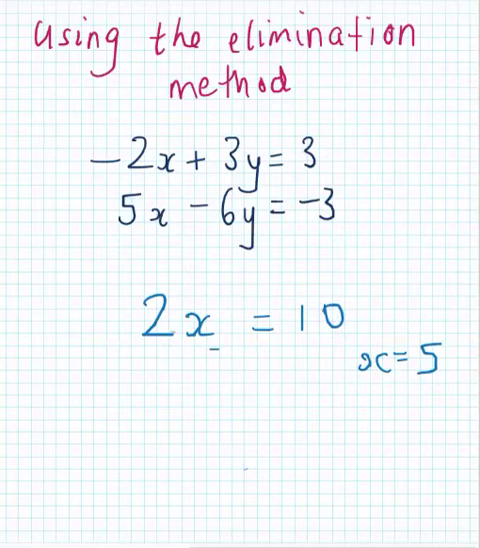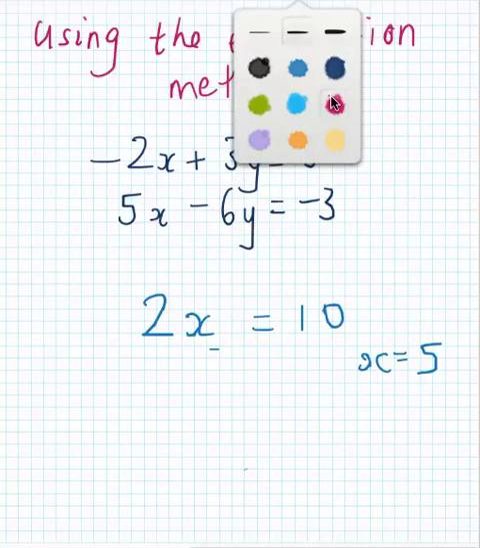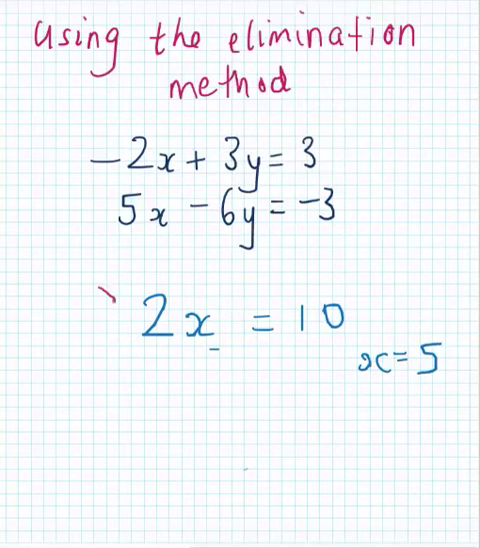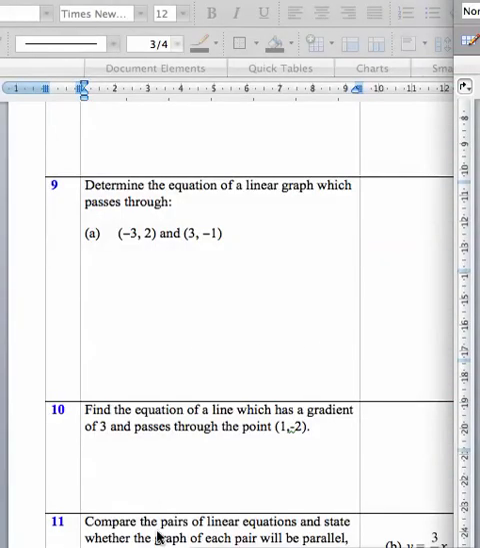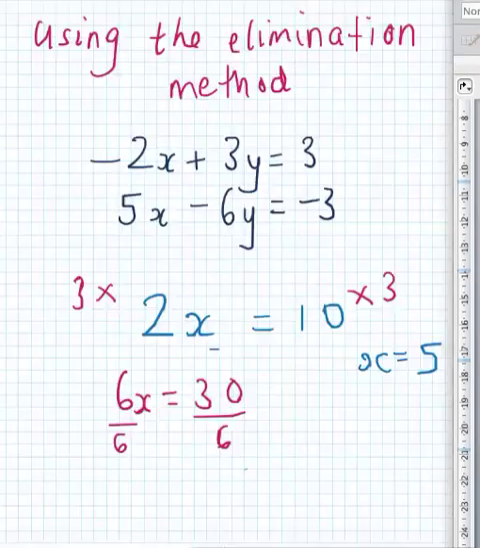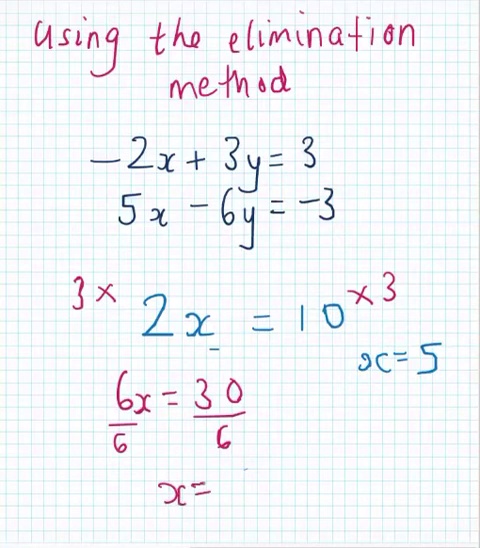Now, if I decided to change these numbers and I do it to both sides, so if I said, okay, what if I times this side by 3 and I times this side by 3? Have I changed my equation or will it remain equivalent? Well, let's have a look. 3 times 2 is 6x and 10 times 3 is 30. If I divide by 6 and divide by 6, 30 divided by 6 is 5. And I can see that x still equals 5.